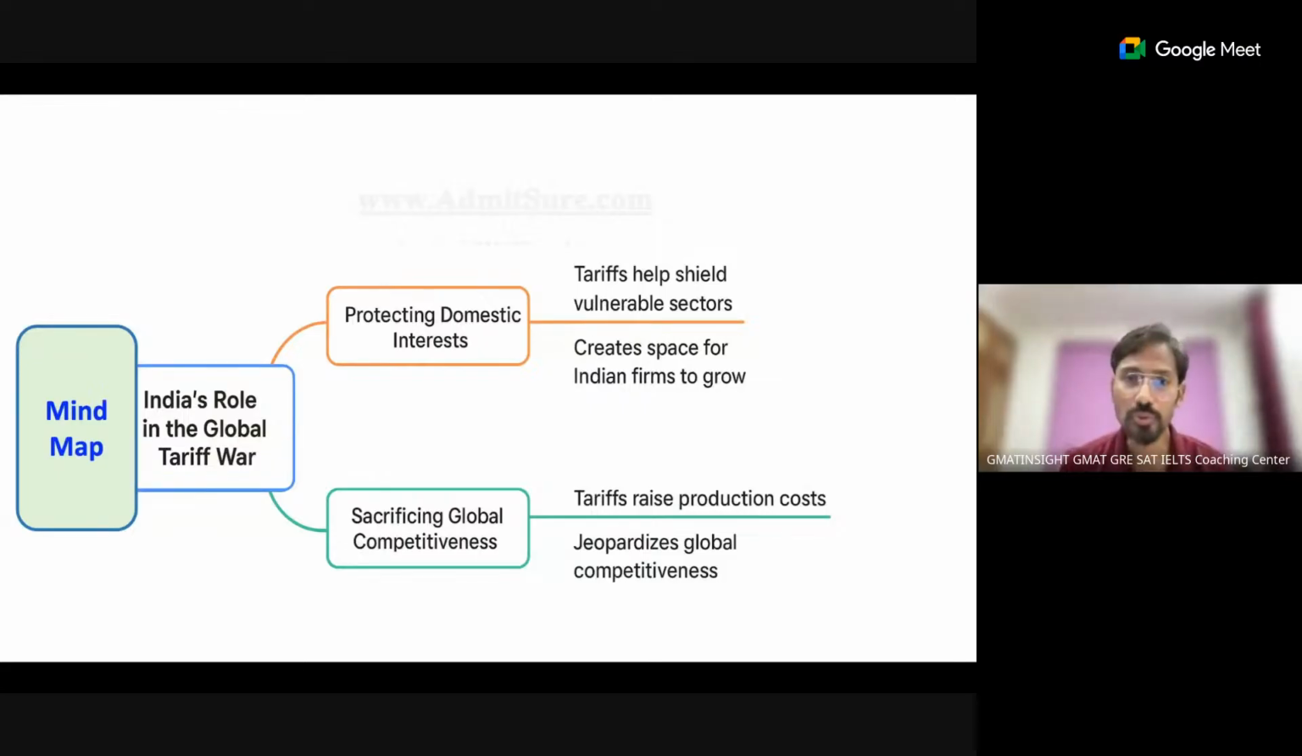You should write down whatever points come to you. For example, tariffs help shield vulnerable sectors. Yes, there are so many sectors. Fishery is one of the sectors that was spoken of, and there were certain other small sectors which can be influenced by the tariff war, but the government is working towards protecting those, creating space for Indian firms to grow. On the other hand, tariffs raise production costs and jeopardize global competitiveness. So how exactly are you going to expand on it? You can expand this mind map into other dimensions as well, so that you have a fair amount of ideas to write on. And once you have those ideas, then you should start writing.